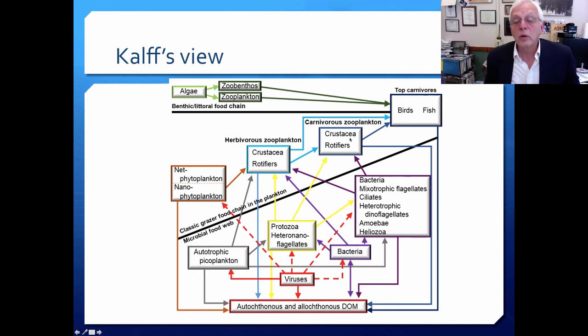And crustacea and rotifers then are the carnivorous ones that take up these filter feeders, herbivorous ones, and then these are eaten by birds and fish. And then there's this benthic food chain over here, stuff living on the bottom that does likewise with detrital material. But the big change was that if we look down in the microbial food web, we see that basically there's a lot of autochthonous and allochthonous dissolved organic matter.